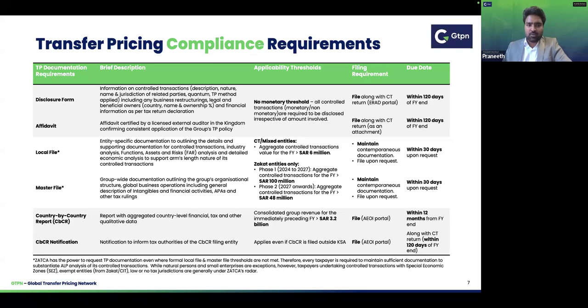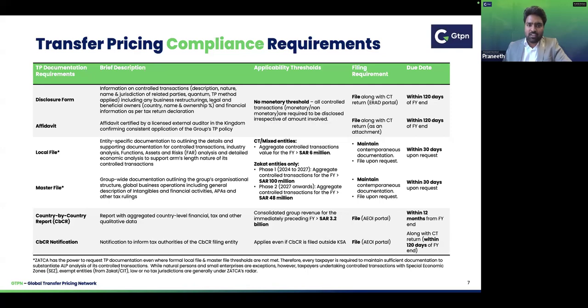So all this goes into the TP disclosure form, which is filed along with the CT return. The due date for that is 120 days from the end of the relevant fiscal year. One important catch here is that there is no monetary threshold for applicability of this form. We have to disclose all controlled transactions, be they monetary or non-monetary.